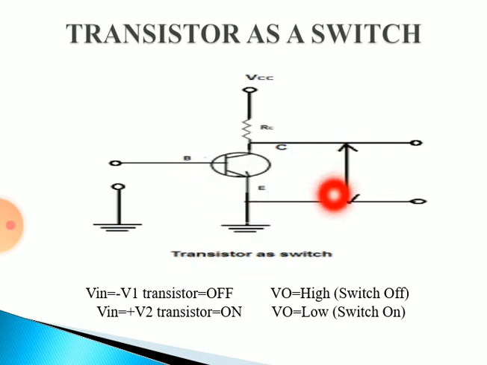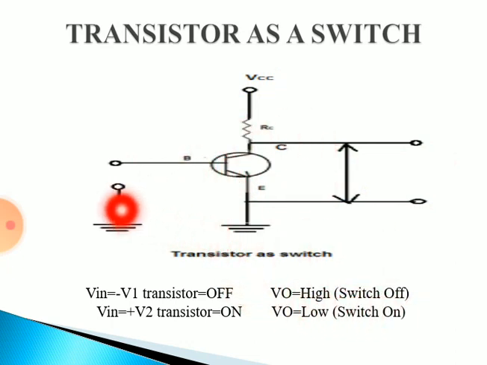So whatever the output over here will be equal to VCC what you are applying. So Vin is equal to minus V1, that is when it is reverse biased. When your emitter base is reverse biased, your transistor is off because it is in cutoff region. So your output V0 will be high. High in the sense VCC, if it is 5 volt, that V0 will be equal to 5 volt, but your switch will be in off state.